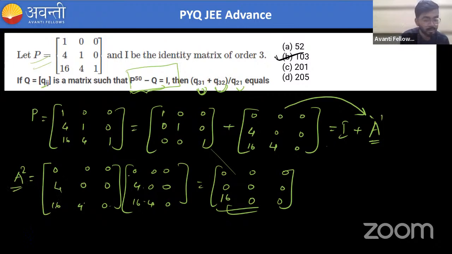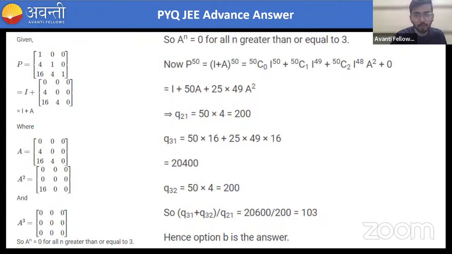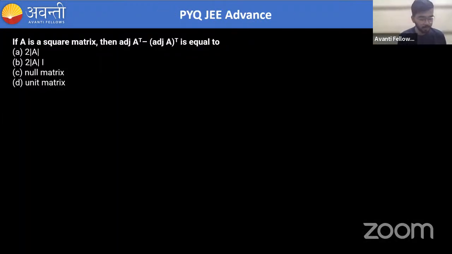Okay, guys. I hope you understood this question. Let us try to solve another question. In this question, even though this is an advanced level question, the information that has been asked is not very difficult, and you can solve it very easily if you know a few important properties.